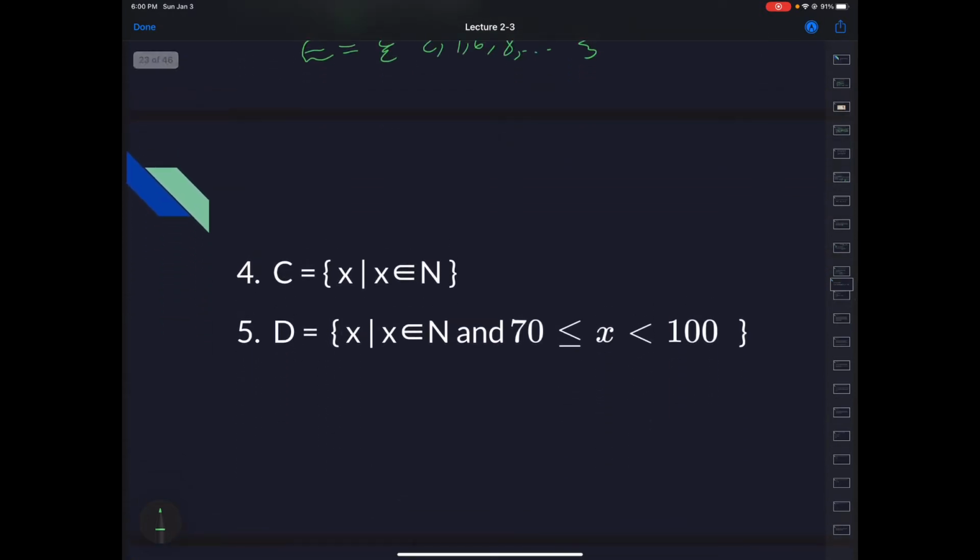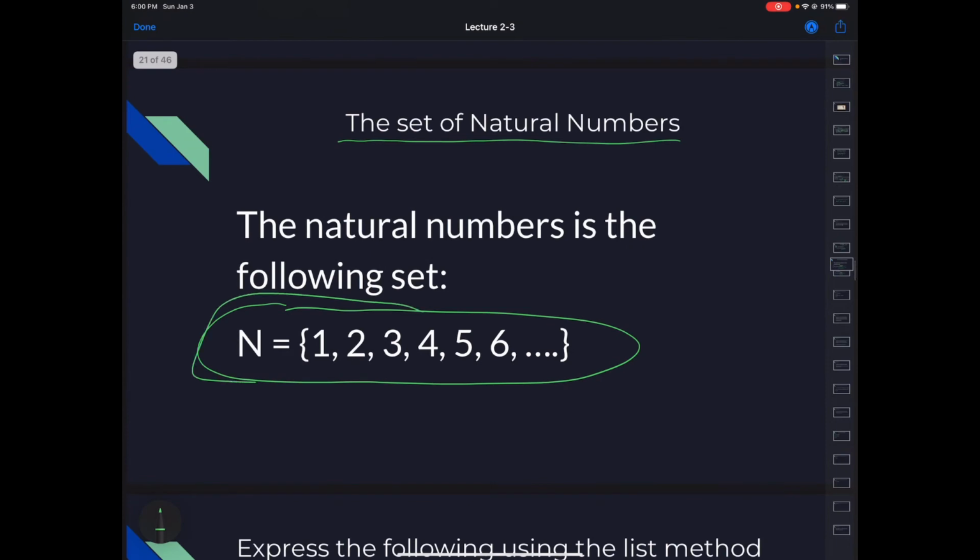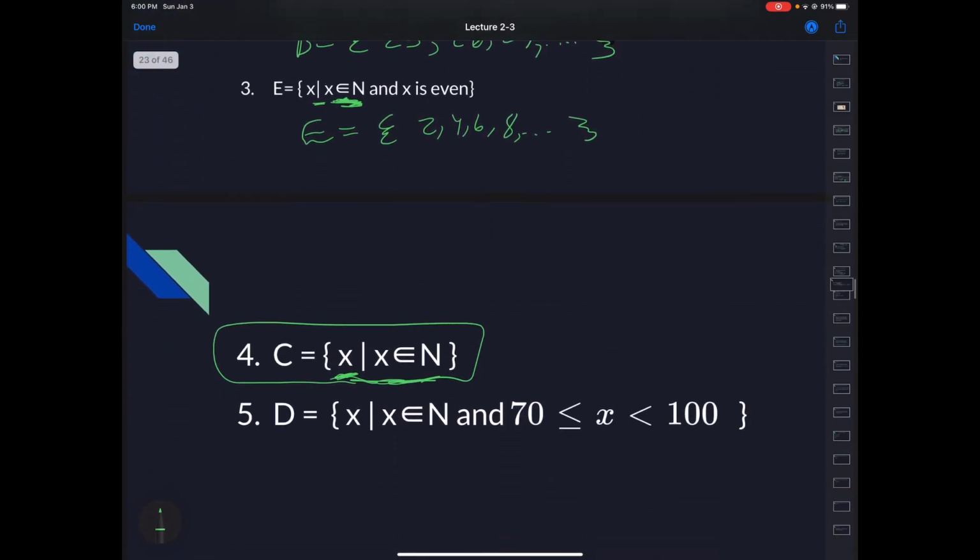Continuing on, we have number 4, which simply says C is equal to all of the x values such that x is a natural number. So this is just all of the natural numbers. This is the way to write our natural numbers, which we write like this. We already have the answer. This is just the set notation way of writing it.